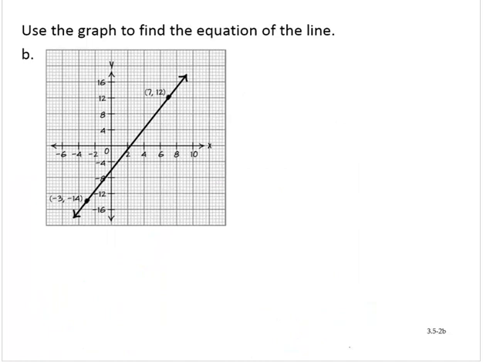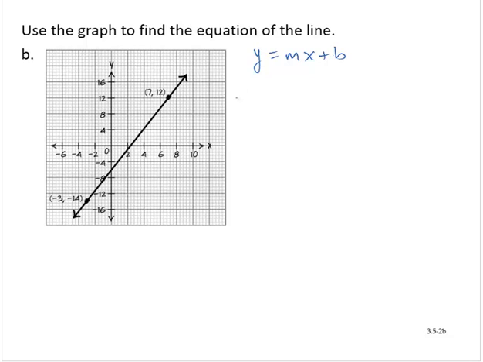So let's see another example. Here I have this line that passes through the points (-3, -14) and (7, 12). Rather than use the rise over run concept, I'm just going to use the slope formula in this situation. Again, my goal is y = mx + b. I want the equation of the line. So let's first figure out the slope.